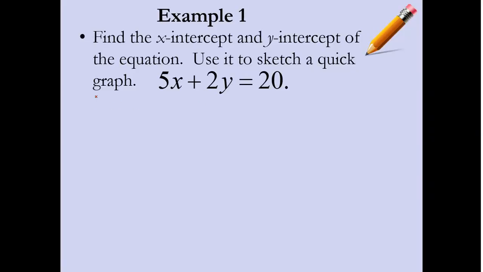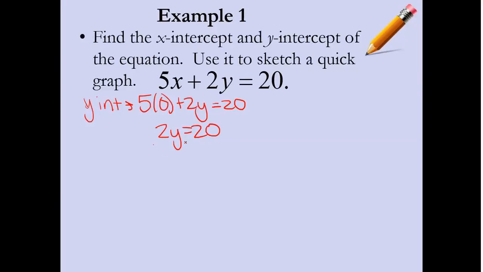So if I want to find my y-intercept, I'm going to plug in 0 for x because I want a number for y. So 5 times 0 plus 2y equals 20. 5 times 0 is 0, so we'll be left with 2y equals 20, divided by 2. Y equals 10. So I know my y-intercept is 0, because that's what I plugged in for x, and 10 is my y. Let's try for the x-intercept here.